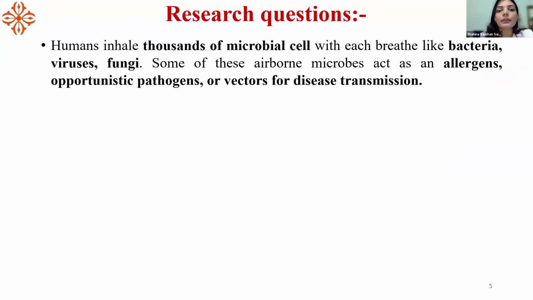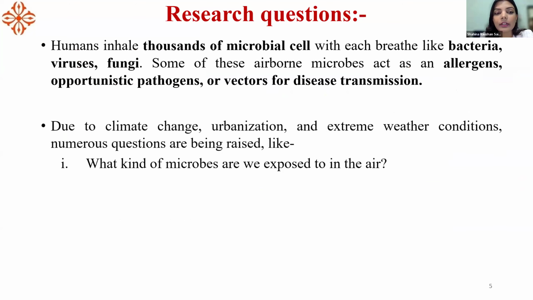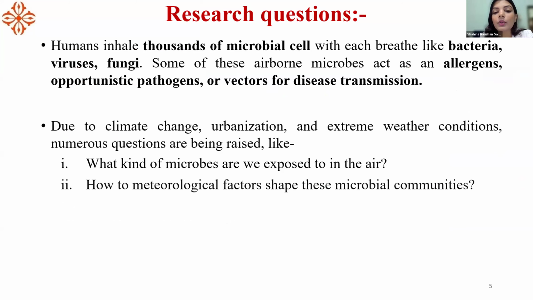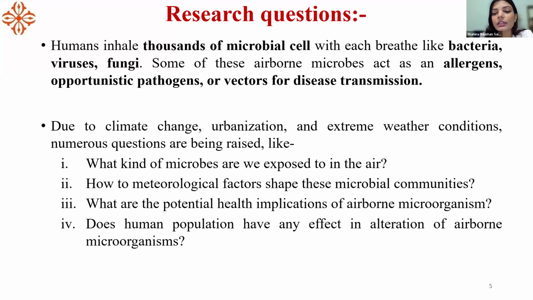So the research questions that we were about to answer here are how humans inherit thousands of microbes, some of which are also pathogenic in nature. And due to climate change, urbanization, and extreme weather conditions, how do these bioaerosols function, what microbes are we exposed to in the atmosphere, how do meteorological factors help determine their communities, what health implications do they have, and does the human population have any effect on the airborne bacterial populations?